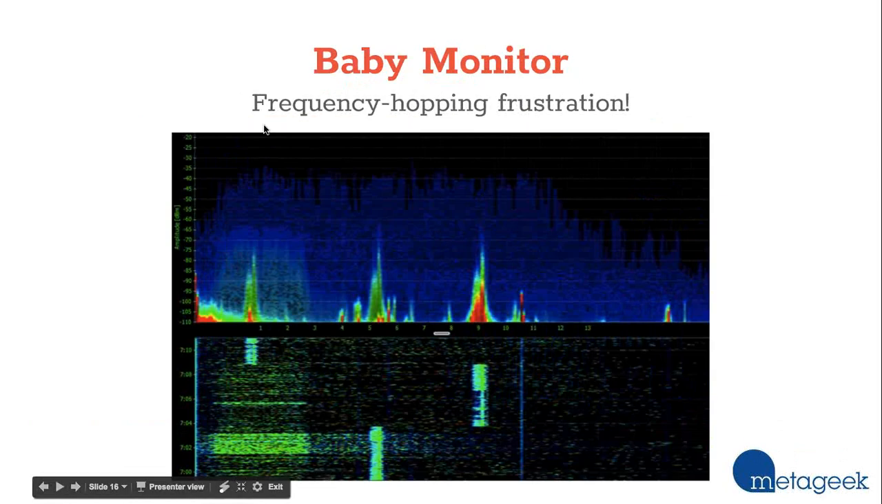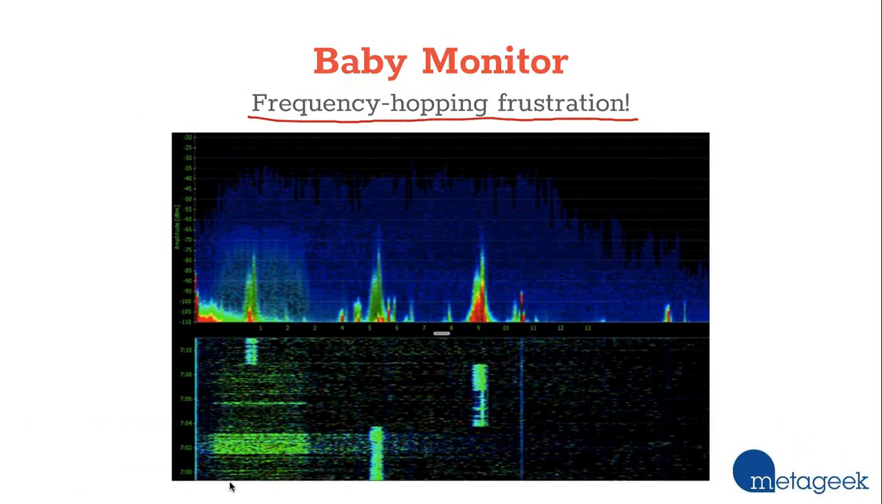Now, here's a fun one. This is a frequency hopping baby monitor. This one's really frustrating because, kind of like the cordless phone, it likes to change channels. Let's take a look at what happened here in the waterfall view. We can see that it started out right here on channel 5. So you can see it hanging out right there on channel 5. And it hung out there for about 4 seconds or so. And then it hopped all the way up here to Wi-Fi channel 9. And then it hung out there for another 4 seconds or so. It seems to be the pattern that it likes. And then it hopped all the way down here to channel 1. And that was a bad idea.